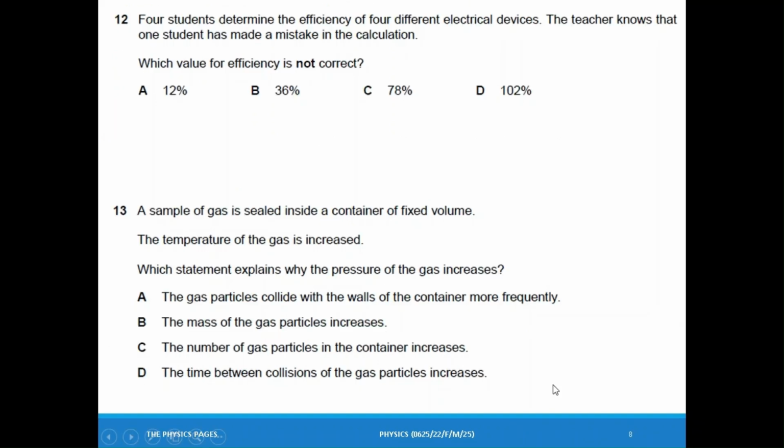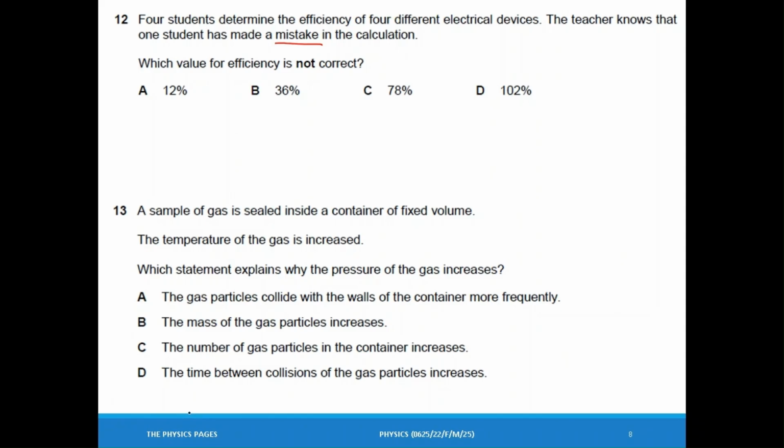Question number 12. Four students determine the efficiency of four different electrical devices. The teacher knows that one student has made a mistake. So, how the teacher knows that is very important to understand.